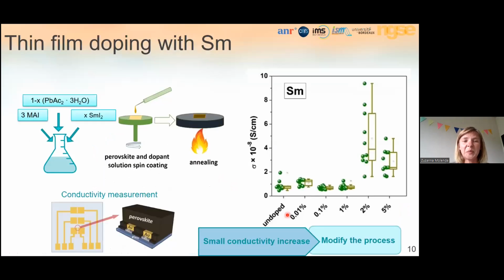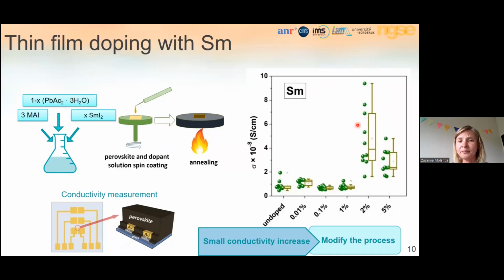So in the first experiment, I mixed the precursors of the perovskite together with the precursors of the dopant, in this case samarium 2 iodide. Spin coated them, annealed obviously, and I measured the lateral conductivity with symmetrical gold electrodes. And I observed a slight increase of conductivity, let's say up to 9 times increase, but also a big spread of results.